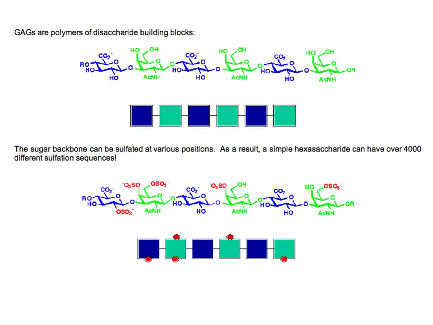GAGs are polymers of disaccharide building blocks, as shown here. The sugar backbone can be sulfated at different positions, and depending on where it's sulfated, you can generate various patterns. And so a simple hexasaccharide can have over 4,000 different sulfation sequences.